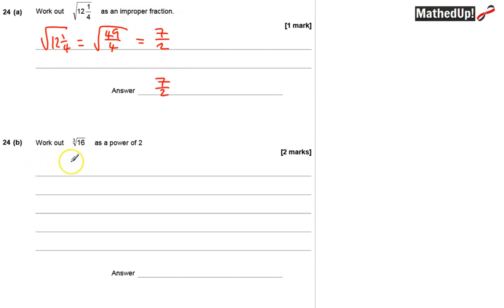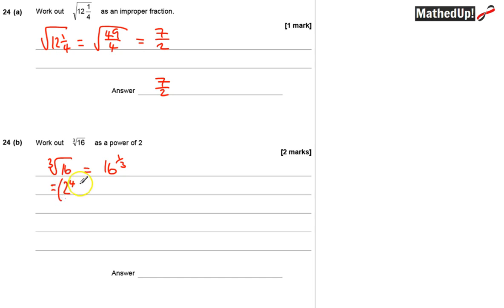Okay, part B says work out the cube root of 16 as a power of 2. So we want to write it as 2 to the power of something. So first of all, I'm going to rewrite the cube root of 16. The cube root of 16 can be written as 16 to the power of a third. And I also know 16 is 2 to the power of something, because it's 2 to the power of 4. 2 times 2 is 4, times 2 is 8, times 2 is 16. So 16 can be written as 2 to the power of 4.